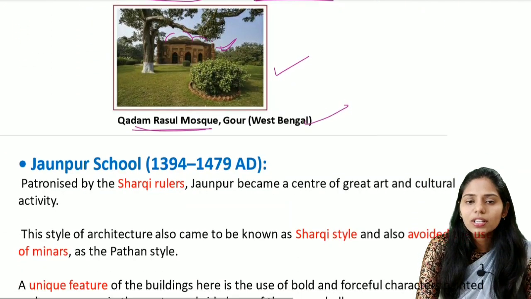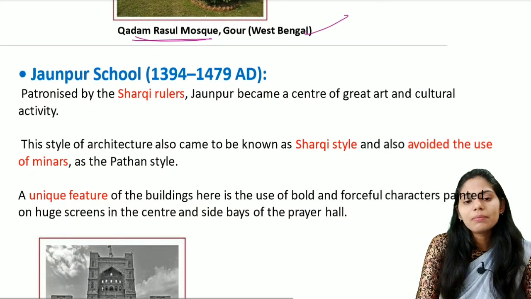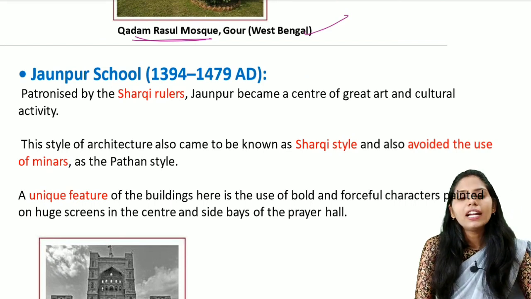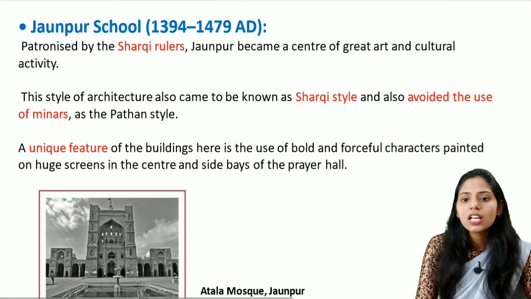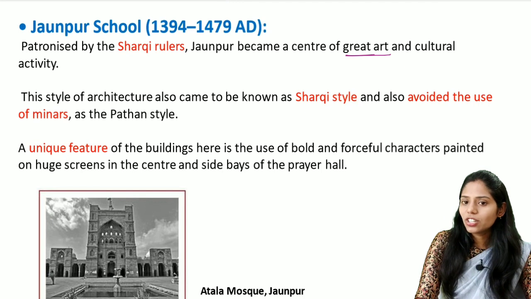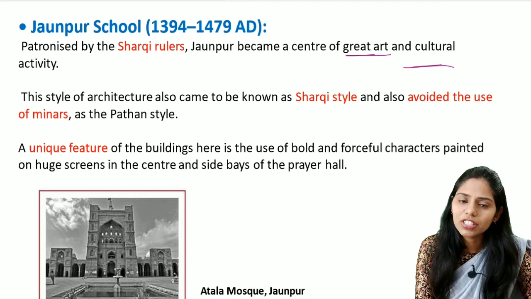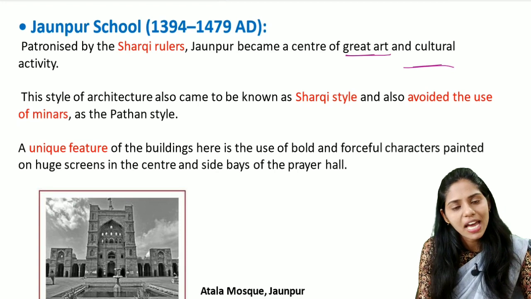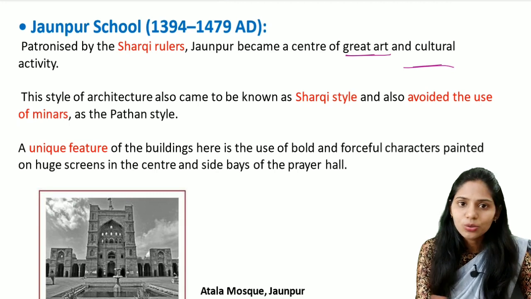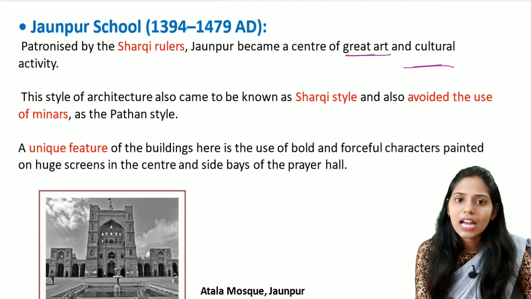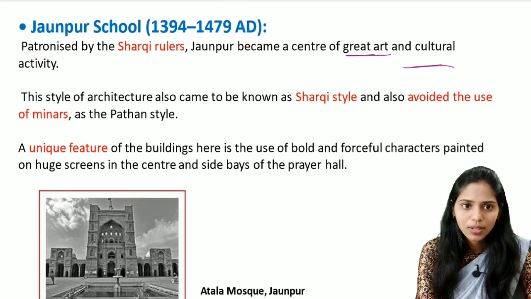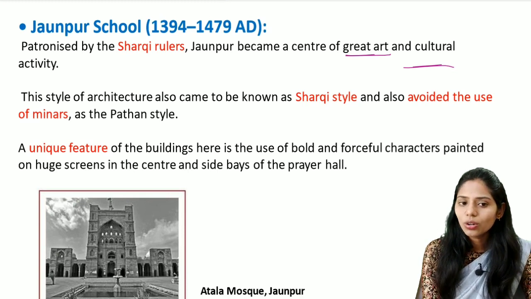Let us see the next important school, the Jaunpur school, which emerged in 1394 to 1479 AD, and it was mainly patronized by the Sharqi rulers. Jaunpur became a center for great art and cultural activity. The style of architecture developed during this time is known as the Sharqi style because it was patronized by the Sharqi rulers. They also avoided the use of minarets, and it is called a Pathan style. As we know, in Islamic architecture minarets were used extensively, but in this Jaunpur school, the minarets are not used at all.